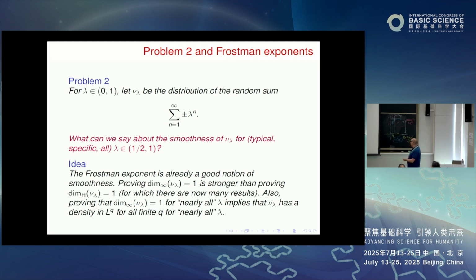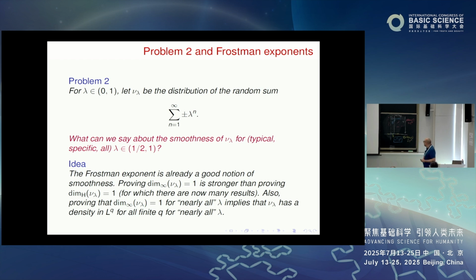Sorry? It's a different nearly all. Yeah. So I'm not saying that for a given lambda, if you know Frostman exponent 1, that lambda also has absolute continuity. We don't know if this is true. I'll come back to this later. We can go from dimension to absolute continuity in this sense by throwing away a zero-dimensional set of lambdas. So I guess this is the answer to your question.